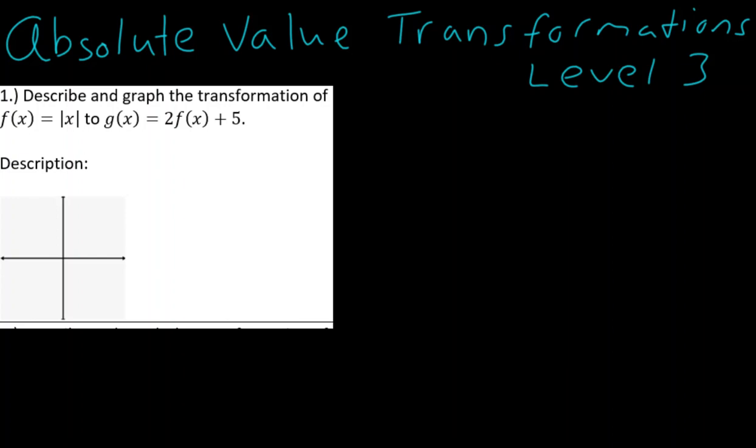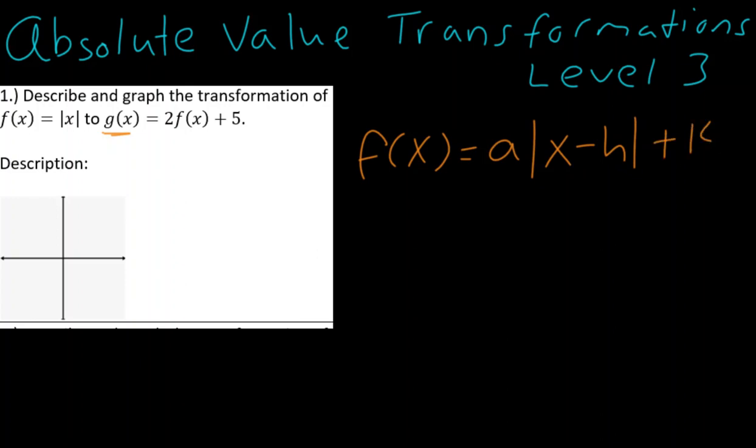All right, welcome to Absolute Value Transformations, Level 3. Now, in this one, we take a look at our g of x. Oh, and by the way, let's go ahead and say this. Our vertex form for the absolute value function is a times the absolute value of x minus h, close absolute value, plus k. And let's see what we have over here on our g of x.